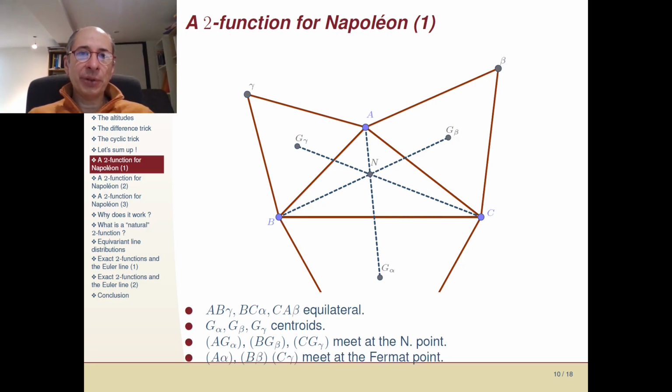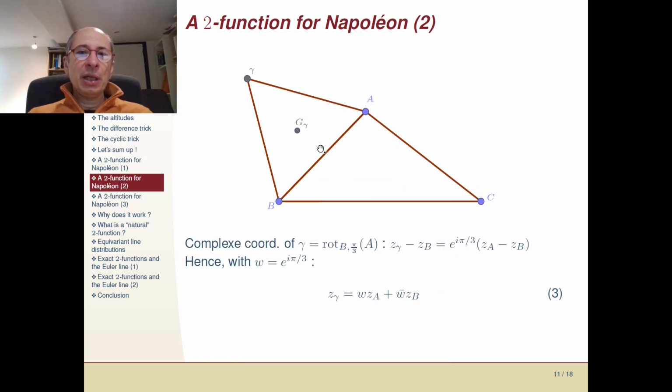So how can we prove that the Fermat lines or the Napoleon lines are concurrent using our technology of two functions? Well, let's try first the Fermat point because it's a little bit simpler. And here we will use complex coordinates. They are quite handy for this computation.